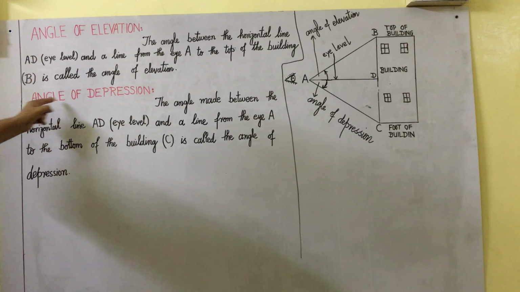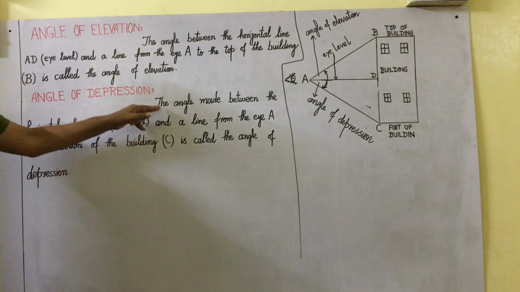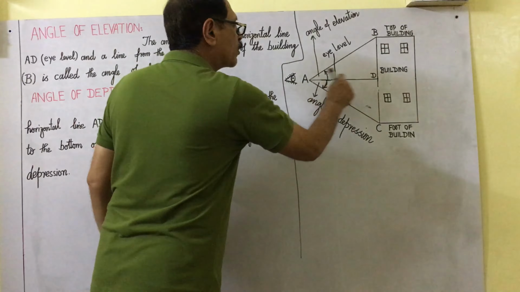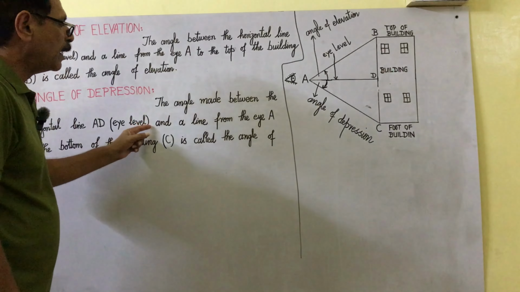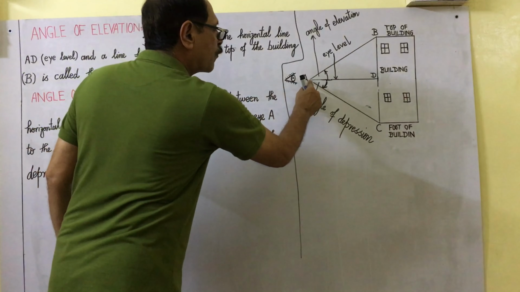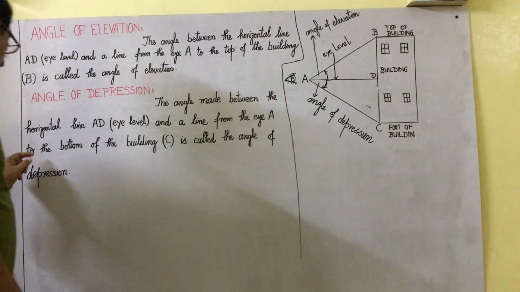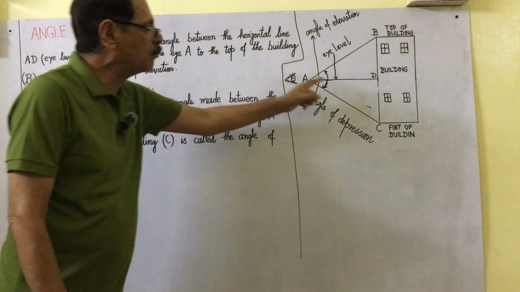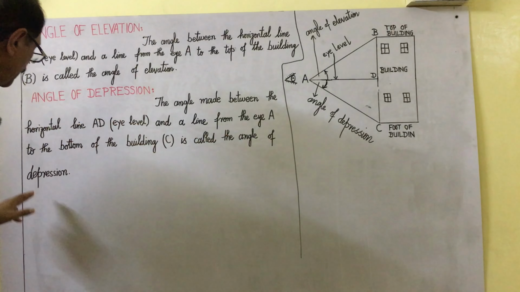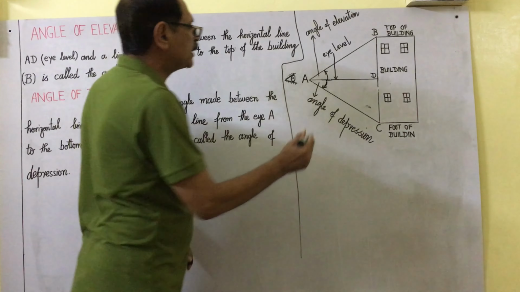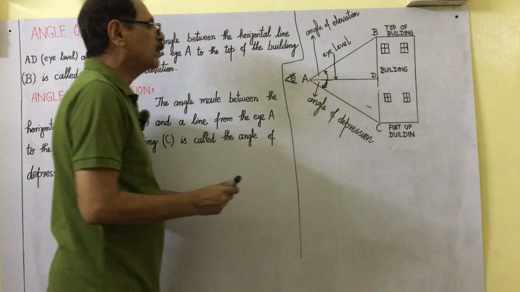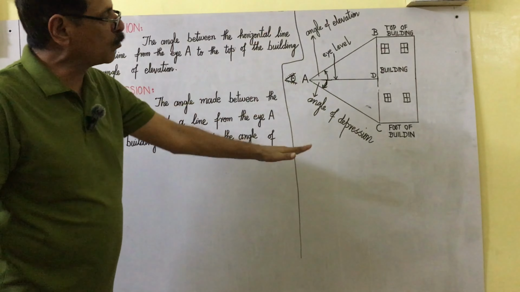Now let us see angle of depression. The angle made between the horizontal line AD and a line from the eye A to the bottom of the building C, bottom of the building is C, this line is called the angle of depression. This angle is this one. This angle is formed when looking downward.